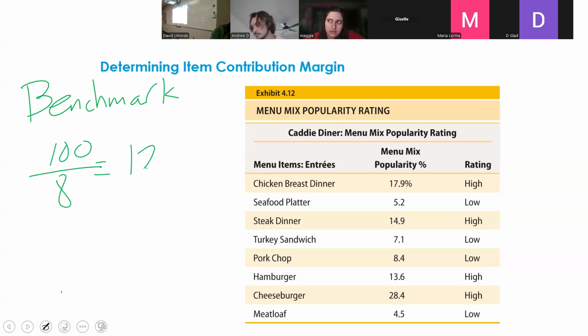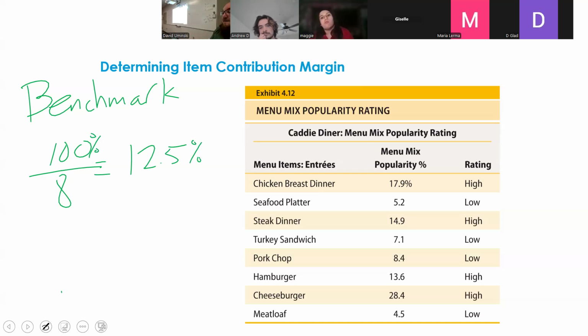12.5. So if this represents 100%, and we have 8 items, then the average percentage is 12.5%. You guys see what that says? If everybody had the exact same number of items sold, they'd all be 12.5% of the total. That's our average percentage.